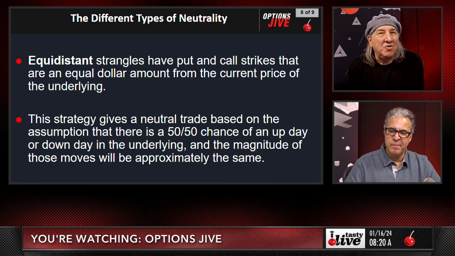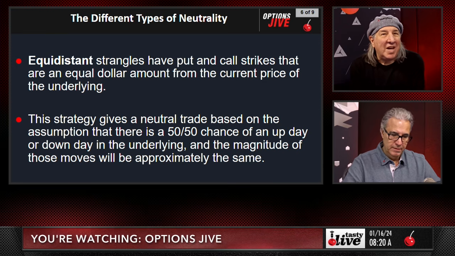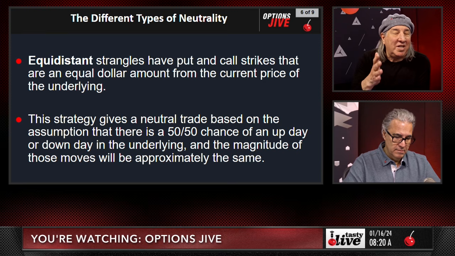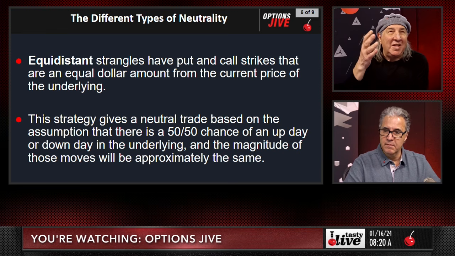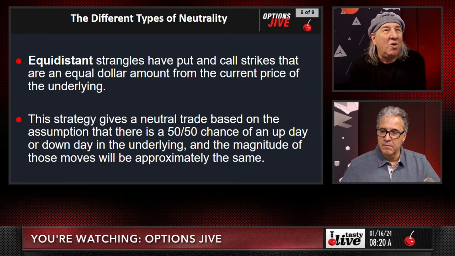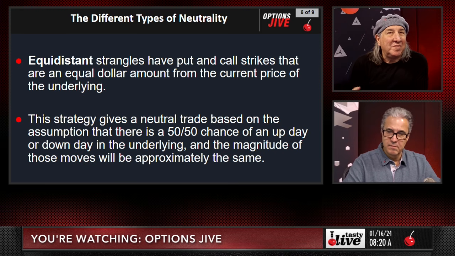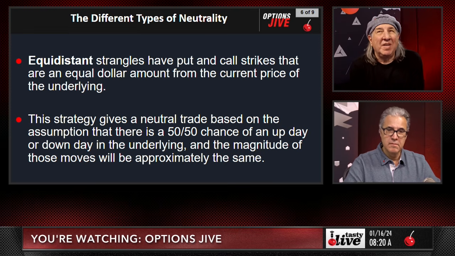This strategy gives a neutral trade based on the assumption there's a 50-50 chance of an up day or down day, and the magnitude of the moves will approximately be the same. Sure. Do we do this? Of course we do. We do all three of these, is my point. We do the delta neutral trade, choosing it by delta. We do the price trade, which we do all day long. And then we also do equidistant strangles, more for opening, or for recentering too. We'll recenter all the time based on equal distance. Let's go to the next slide.